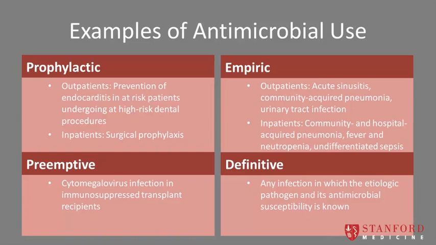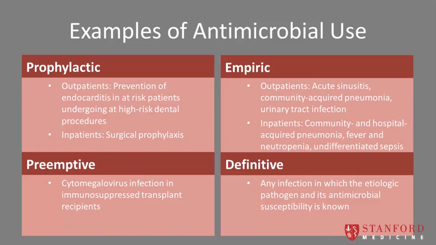Examples of prophylactic antibiotic use in the outpatient setting include the prevention of endocarditis in at-risk patients undergoing high-risk dental procedures. In the inpatient setting, antibiotic prophylaxis to prevent postoperative surgical infections is another important example. Perhaps the commonest use of preemptive therapy occurs in immunosuppressed transplant recipients to prevent the development of end organ infection in patients with cytomegalovirus circulating in their blood.